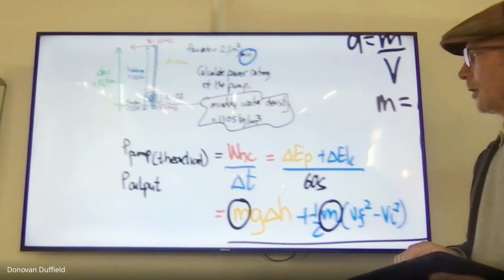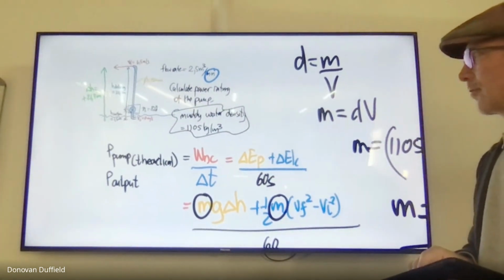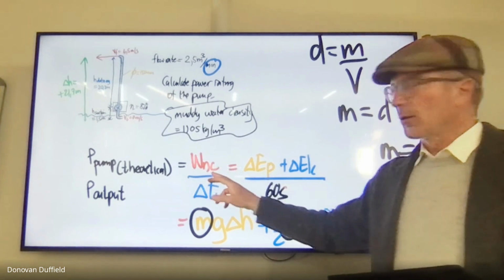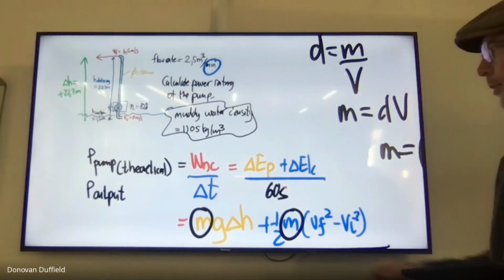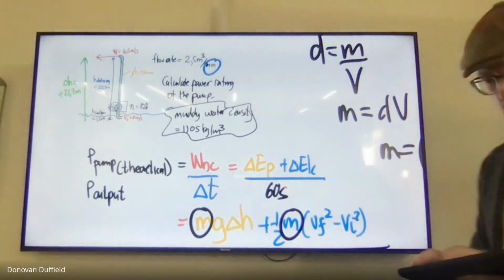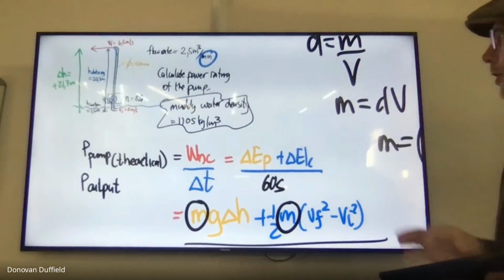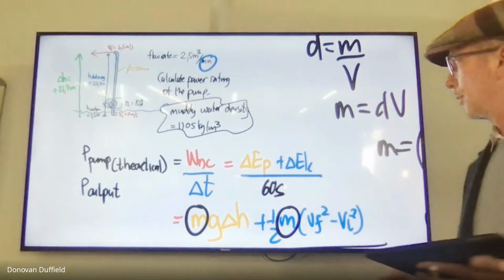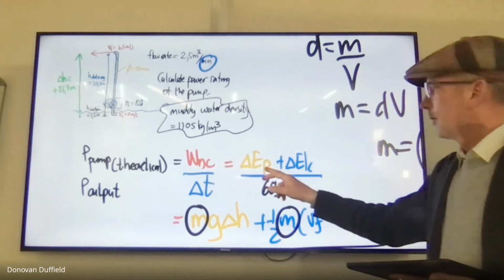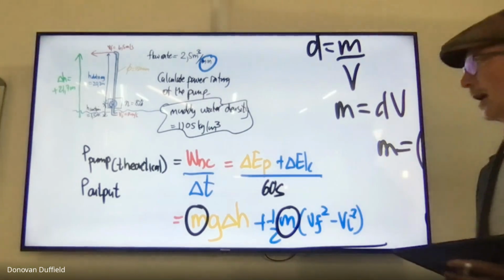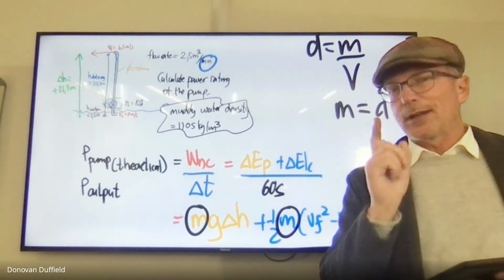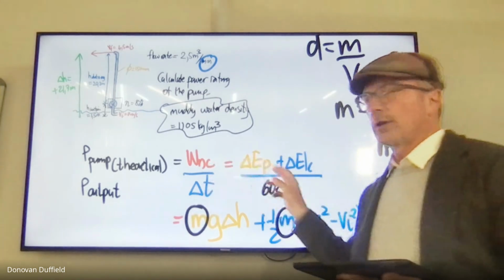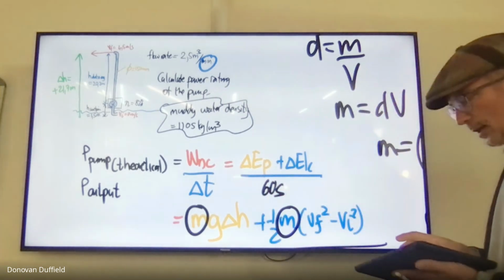So if we look at the theoretical power of the pump, it's the work done by the non-conservative force, which will be the force of the pump, over the time interval. All right, we are going to work per minute, so we're going to work in 60 seconds, because we want to work with watts or kilowatts, so you've got to work with per time. The work done by the non-conservative force is delta EP plus delta EK. Notice that they haven't given us the average force that the pump applies on the water. So therefore, we are working with the changing potential energy and the changing kinetic energy.